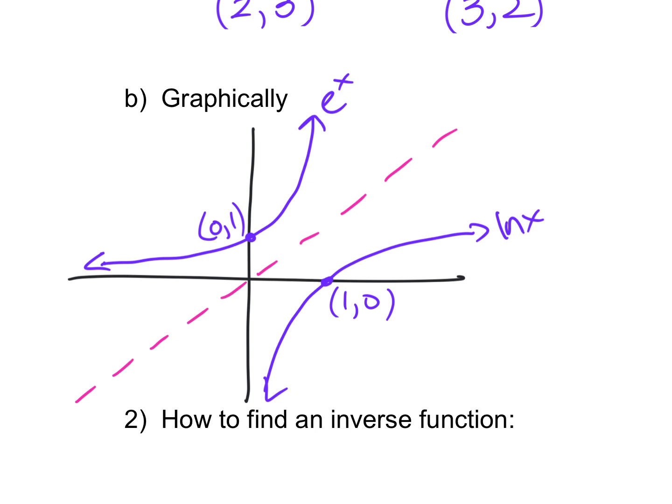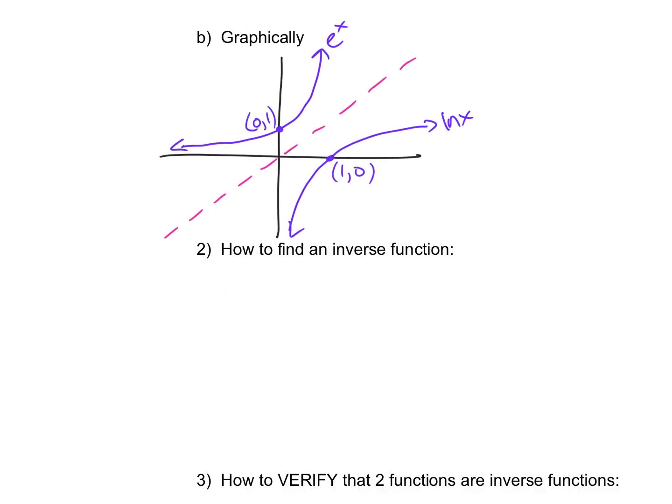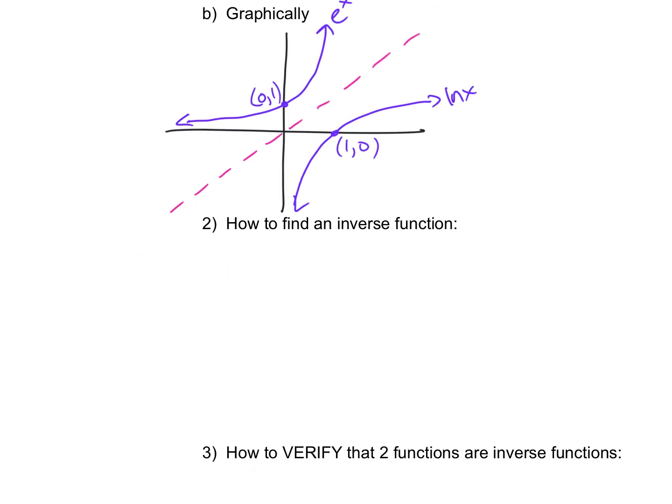The other thing that flip-flops is the domain and range switch. The domain of the first becomes the range of the inverse and vice versa. Now, algebraically, how we find one: let's say I gave you the equation y equals x squared plus 2. Our steps were always switch your x and y and solve for y.